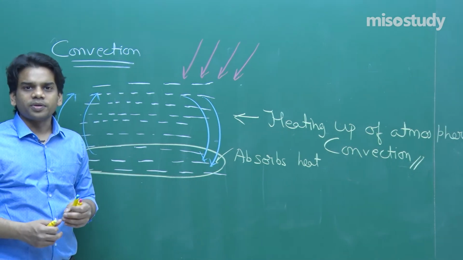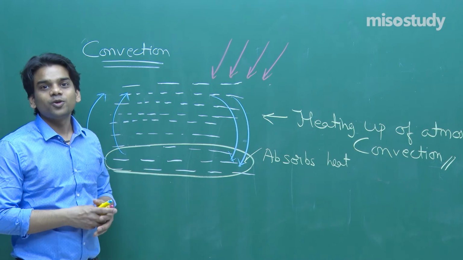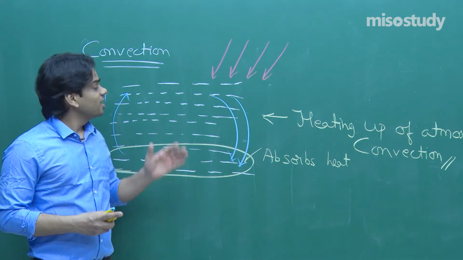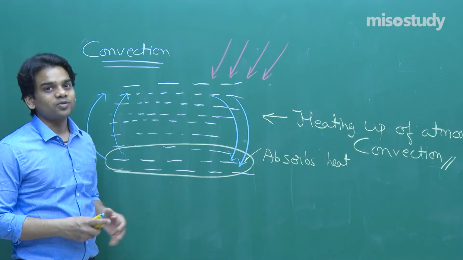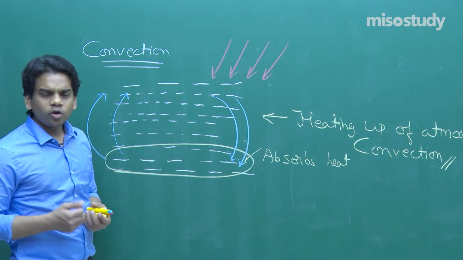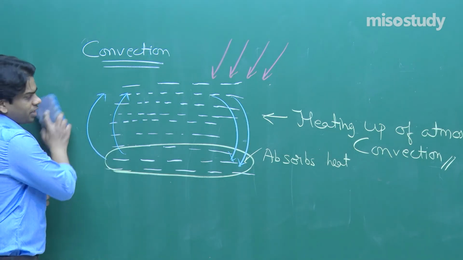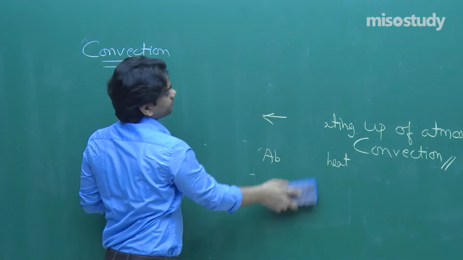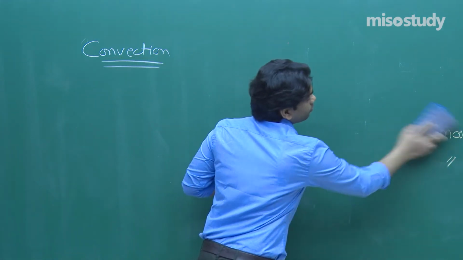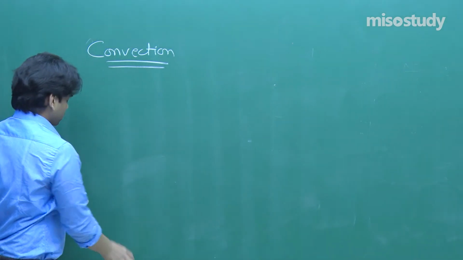Convection currents are formed. They are circulating. They are actually changing the positions, and due to it only we find that gradually the entire atmosphere gets heated up. See, this was a small example of convection. Convection currents are formed here. Where else are you going to find the convection process taking place?